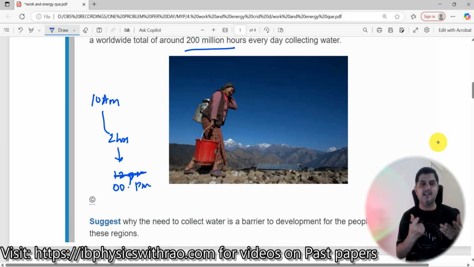Unfortunately, when water is the priority for them, they will not be able to go to a job. They'll say, I will just do household chores, and I'm happy. But it's not about happiness, it's about, I don't have time to do anything. So as a result, development is once again hindered. Thus, you see, the need to collect water is a barrier for development.